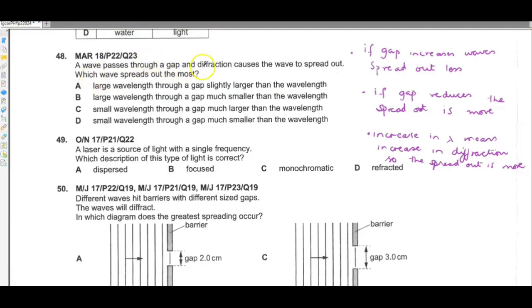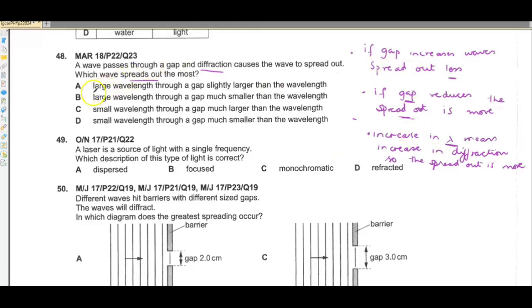Question number 48. A wave passes through a gap and diffraction causes the wave to spread out. Which wave spreads out the most? In order to understand diffraction and spread out of the waves due to diffraction, we need to understand 3 points. The gap size and the spread out are inversely proportional. More the gap size, lesser the spread out. Lesser the gap, more the spread out. And the third thing is that increasing the wavelength means there is an increase in diffraction. So spread out is going to be more if you increase the wavelength. You've got to remember these 3 points when answering questions related to diffraction.